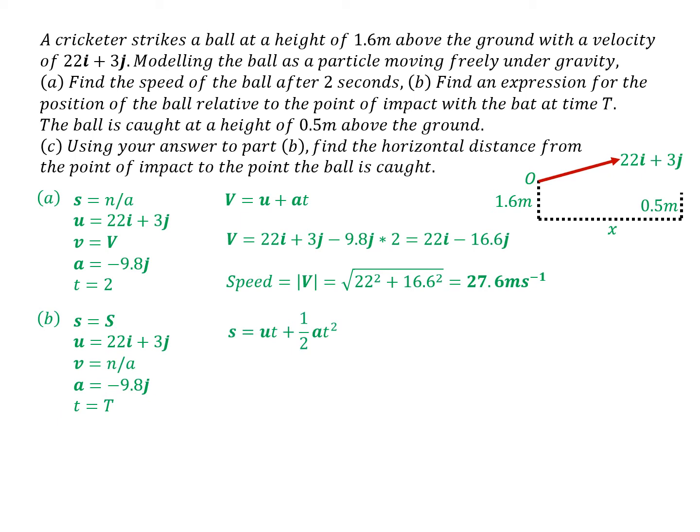So the formula we're using is the one that doesn't have v in it, s equals ut plus half at squared. And when we put our u, a and t into there, we get that expression. And all I've done there is to group the i and the j components separately.